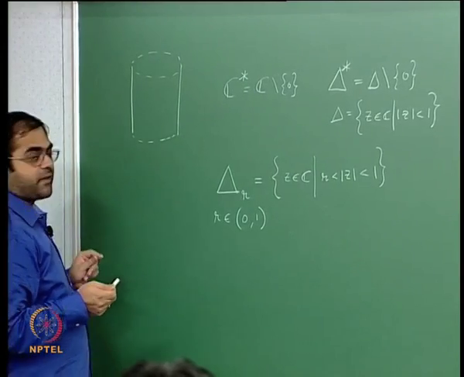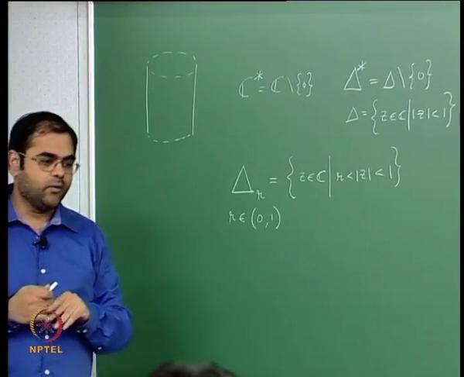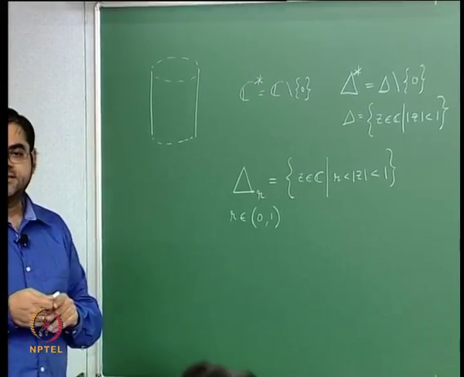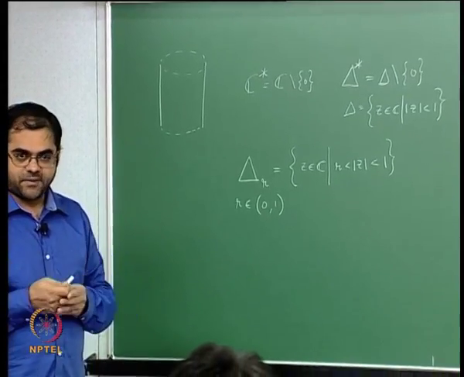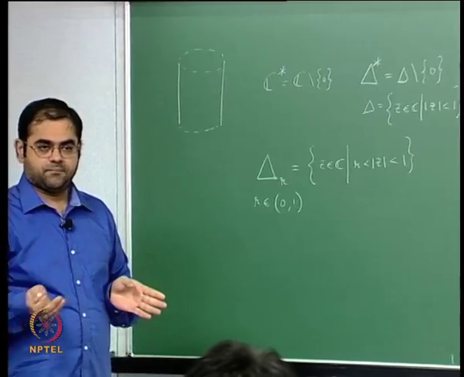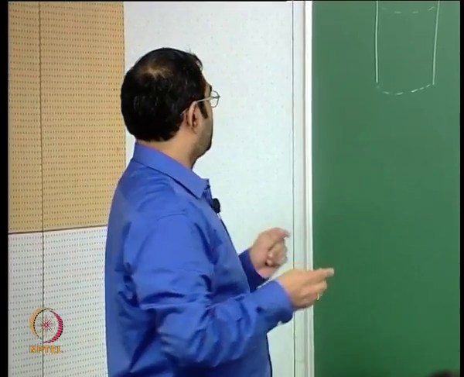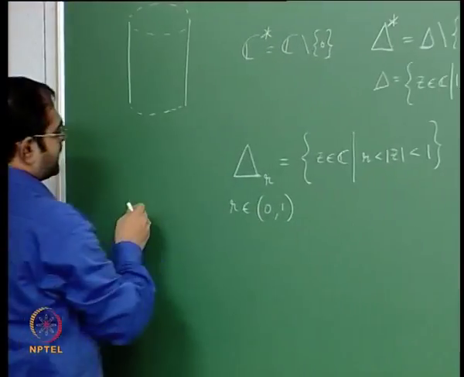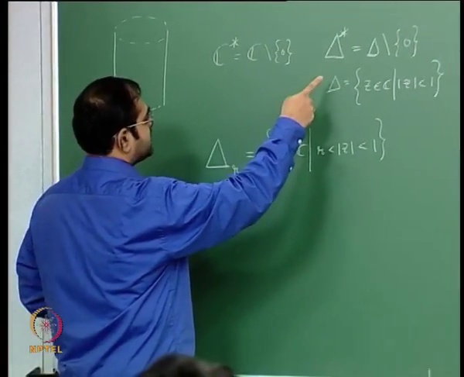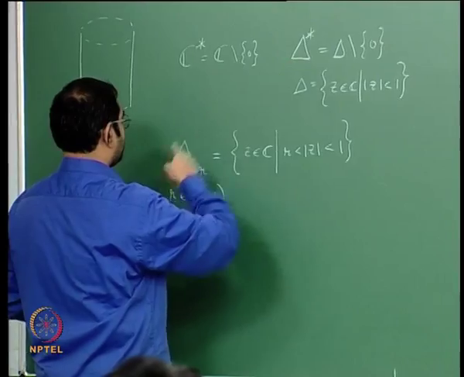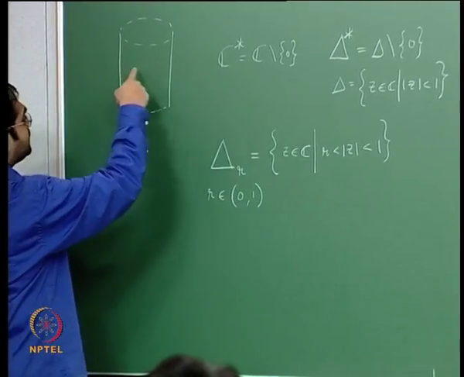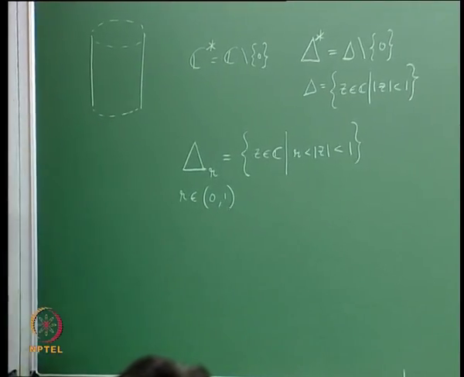The point I am trying to say is that if you look at these objects as topological spaces, then they are all the same, they are all homeomorphic. For example, I can easily tell you how you can show that the cylinder and C star are homeomorphic.